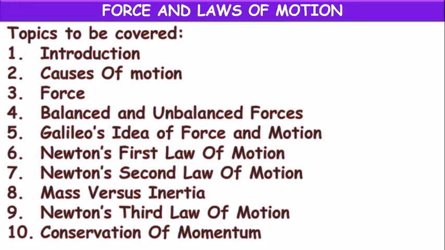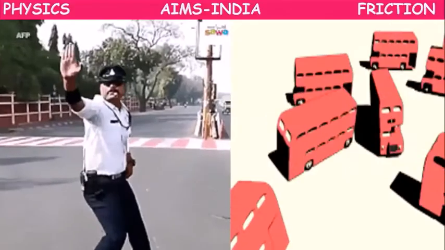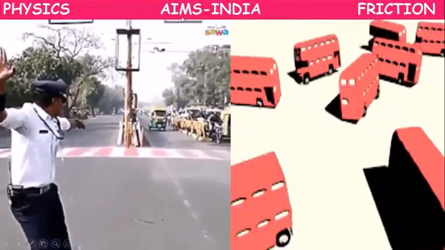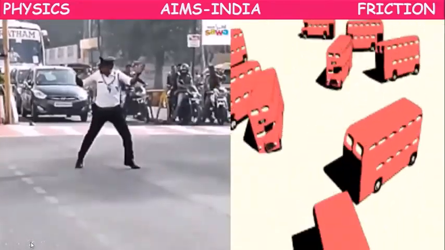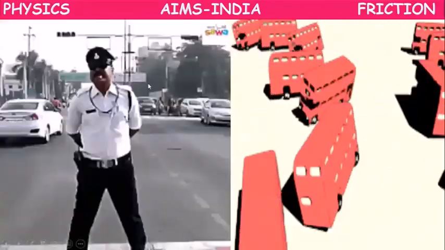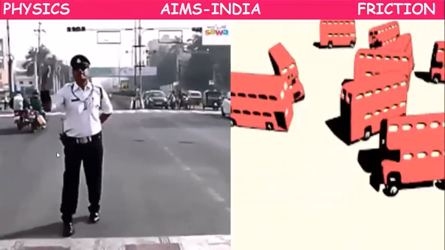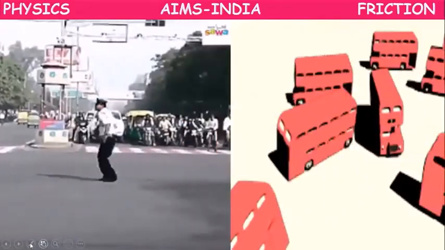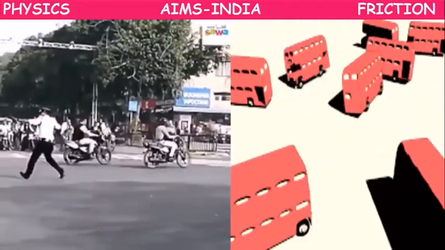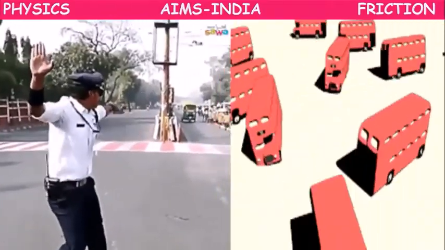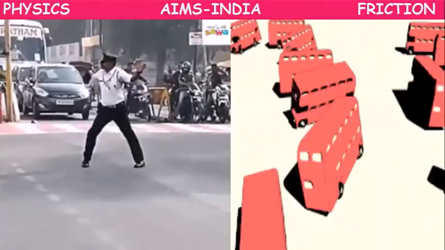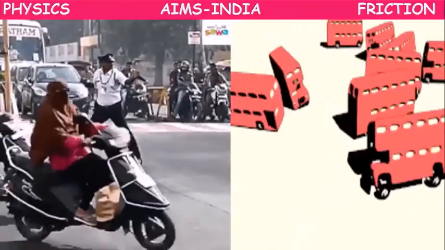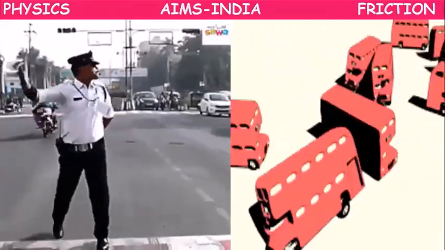So first, let's begin with introduction and causes of motion and force. If you observe this picture, children, all the vehicles are stopped here due to the signal of this traffic police. When he says stop or gives directions, the vehicles will stop or the vehicles will start.